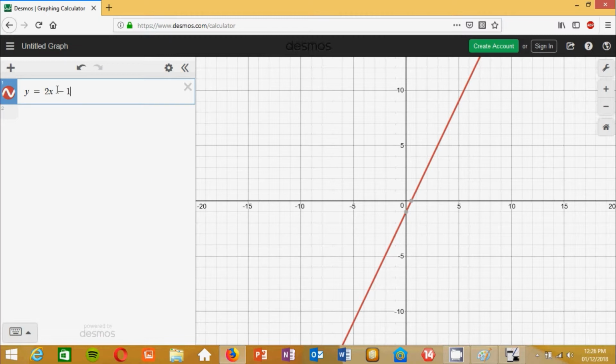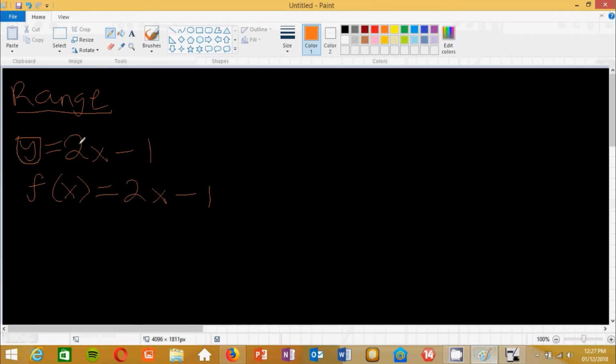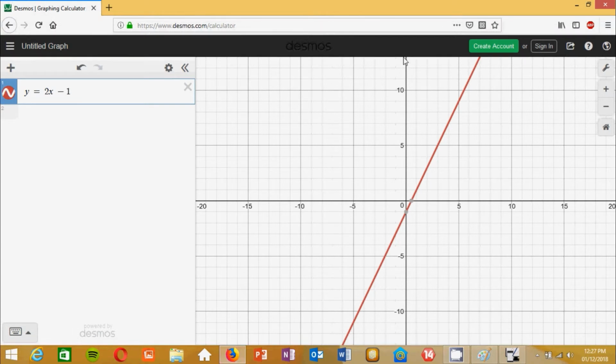So this is the function y is equal to 2x minus 1, which I have here. Now, I want you to see how the domain of a function will affect the range of this function. When you sketch a graph, your y values are simply the coordinates on the y-axis, and your x values are the coordinates on the x-axis.